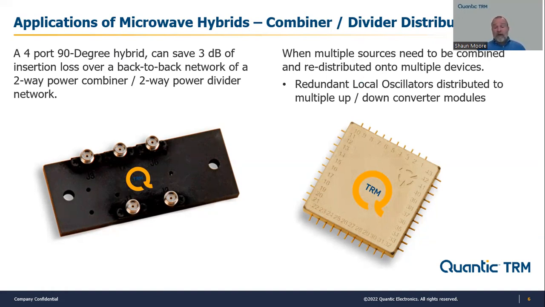And the loss is not any higher in those devices than the nominal split loss from any one of the inputs. So it's a good application of using a hybrid to build these distribution networks when you have multiple inputs and multiple outputs. This is especially useful, for example, if you're running redundant local oscillators or redundant clock signals for various applications.